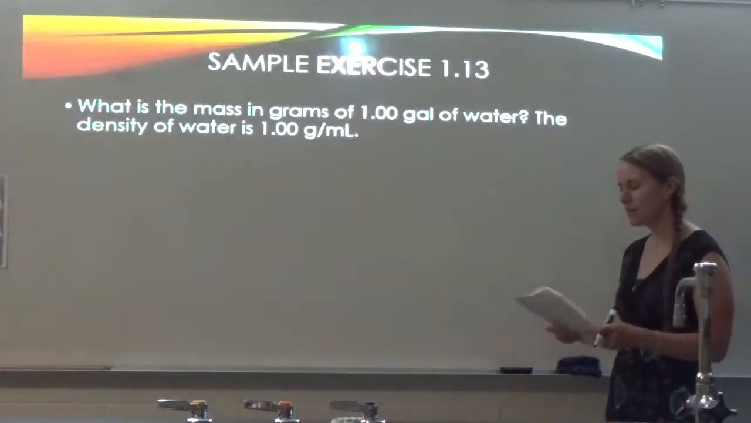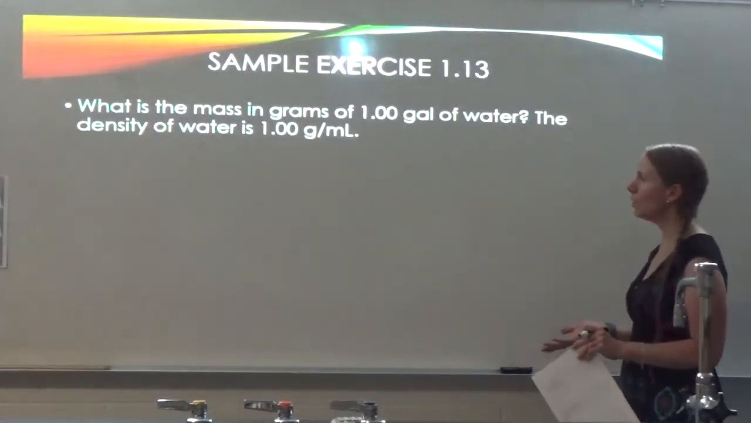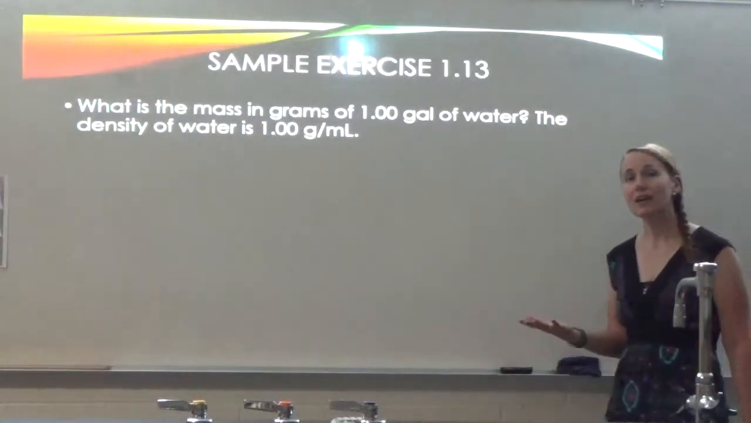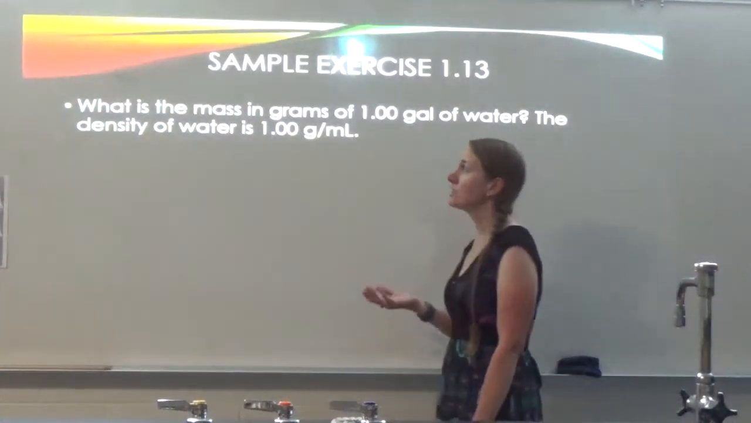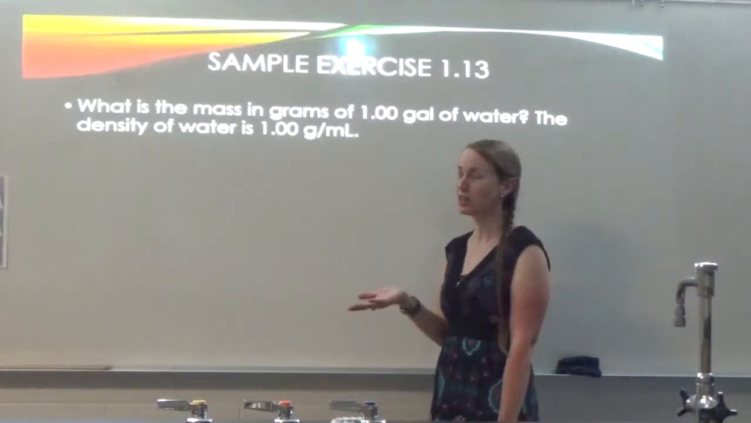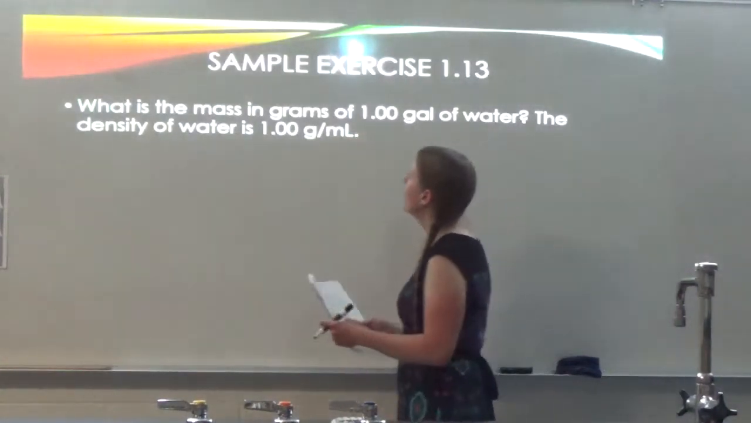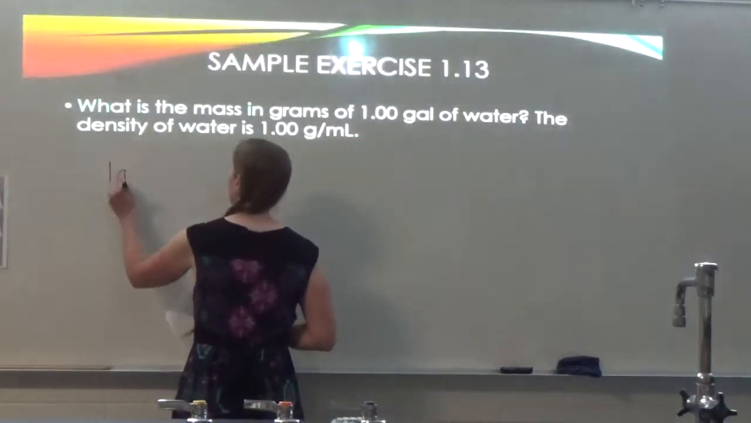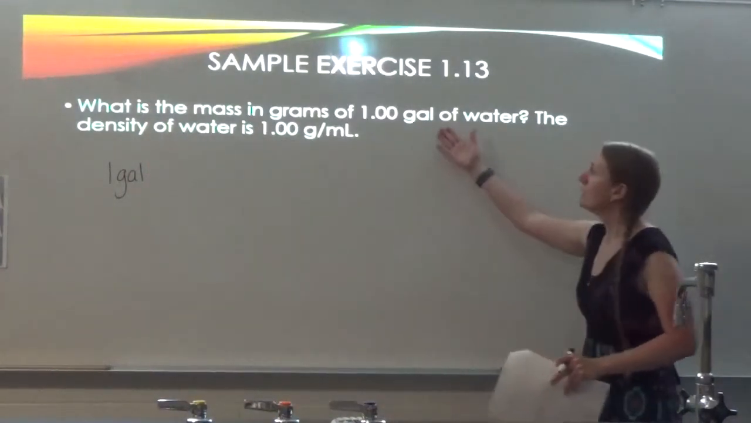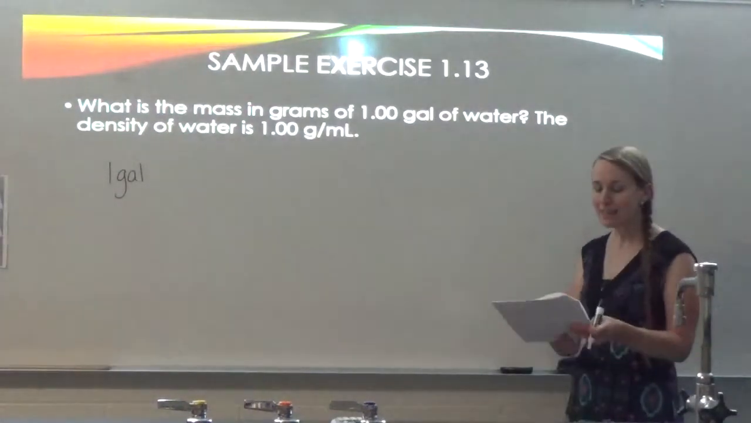All right, so it says, what is the mass in grams of 1 gallon of water? The density of water is 1 gram per milliliter. So y'all, that's another thing that we do in conversion sometimes in chemistry: we'll use density as a conversion factor. Okay, so we want to know the mass in grams of 1 gallon of water. So I start with my 1 gallon. Well, what am I going to do with it? Well, in some of the other ones, we used the conversion factor between gallons and liters.